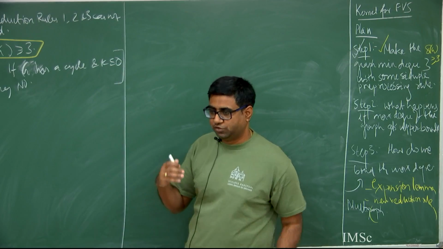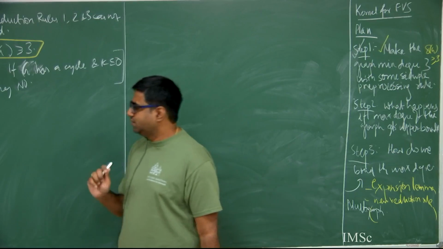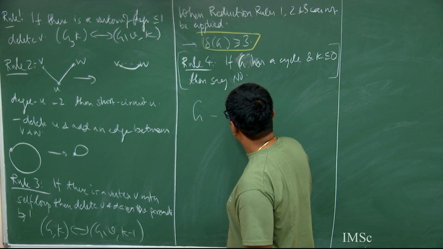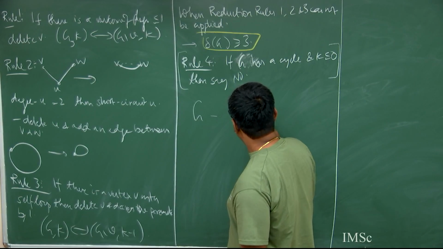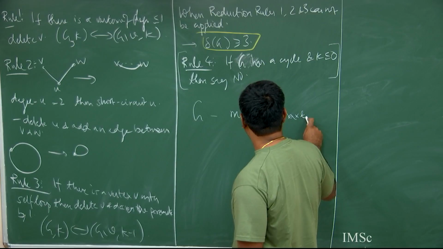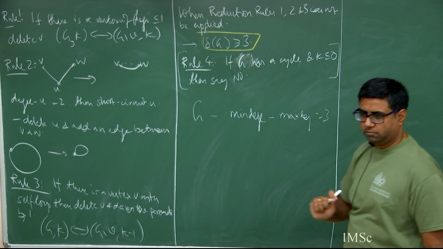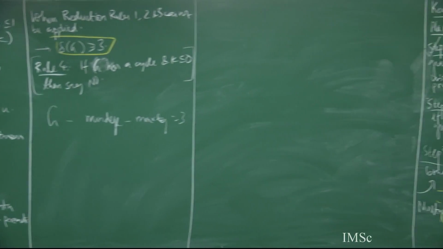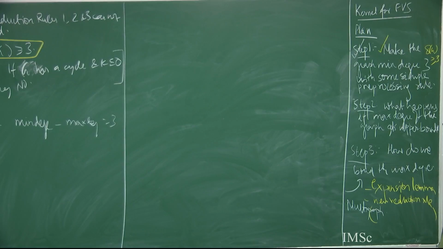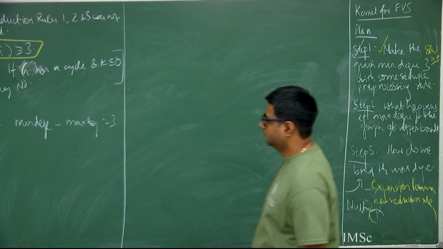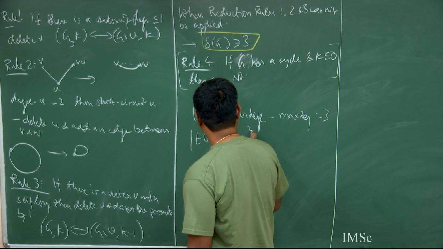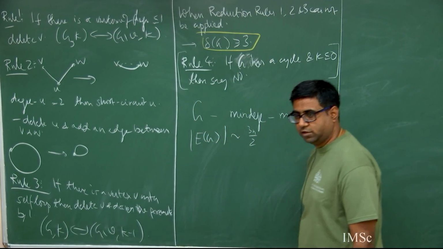So suppose, for example, just to get a feeling for it, I have a graph G, and suppose the minimum degree and maximum degree are both equal to 3, just to get a picture. Now, how many edges are there in this graph? So the number of edges in this graph is 3n by 2, where n is the number of vertices.